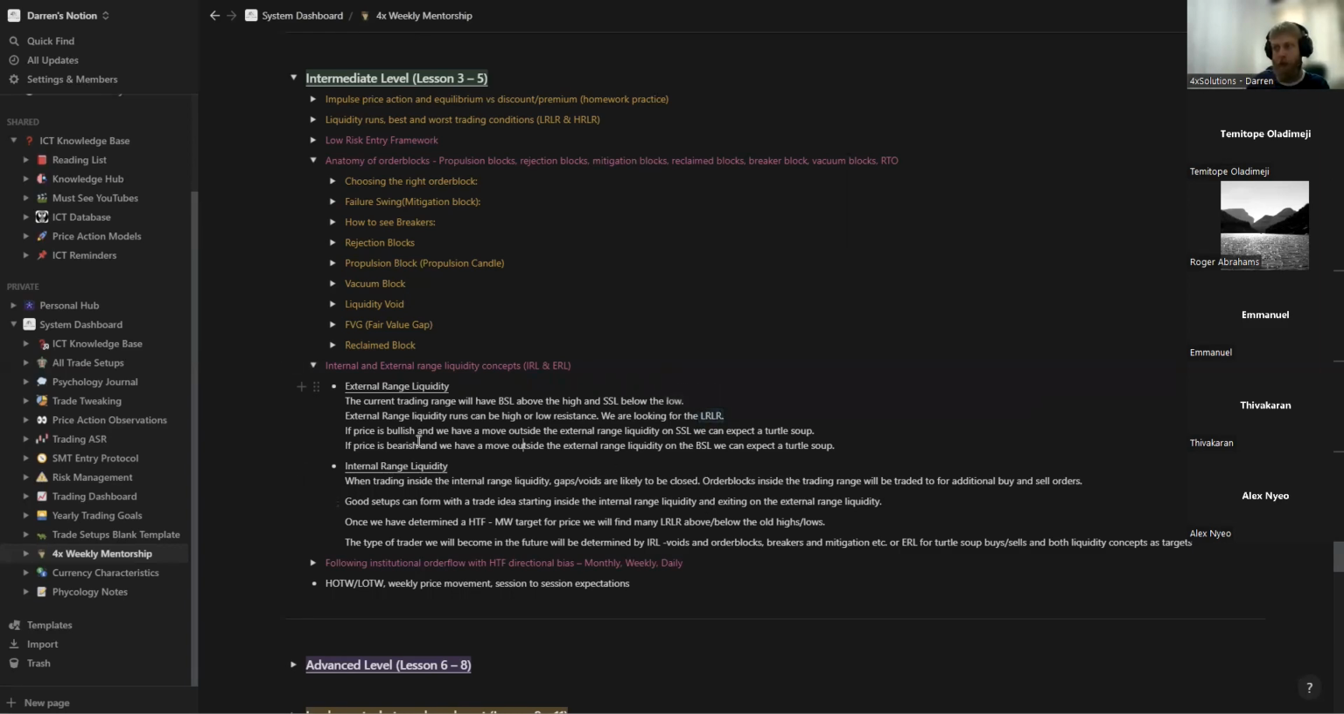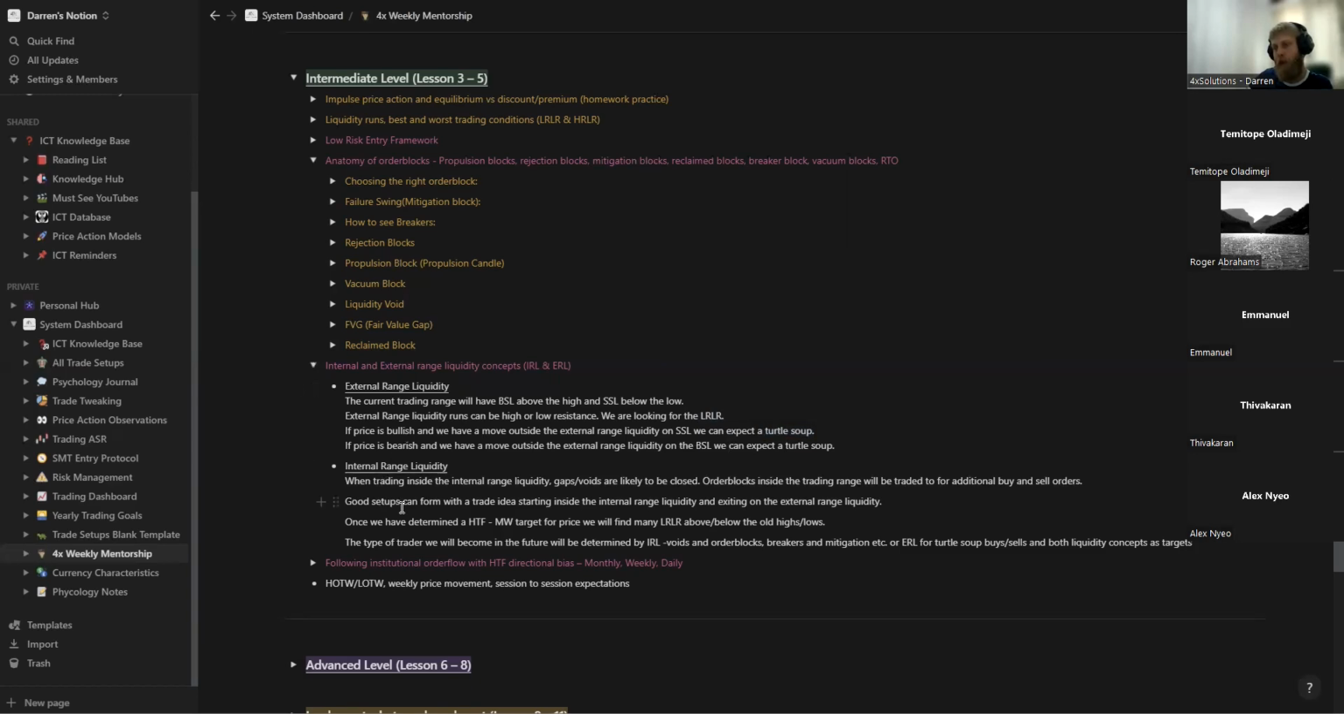If price is bullish and we have a move outside the external range liquidity on the sell side, we can expect a turtle soup. So if you were ever expecting price to reverse or turtle soup, this is it, external range liquidity. If price is bearish and we have a move outside external range liquidity, the same can be said, just in reverse. Okay, that's for external range.